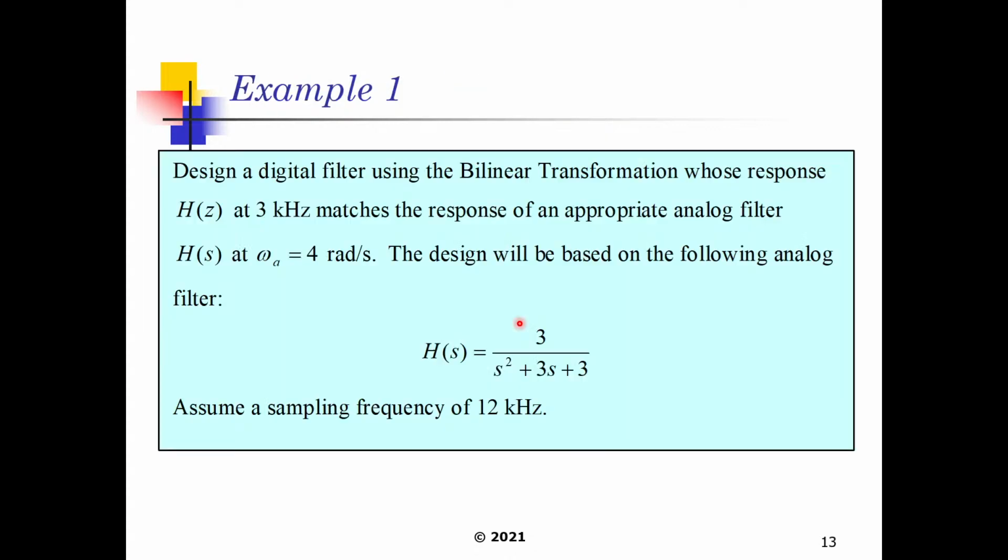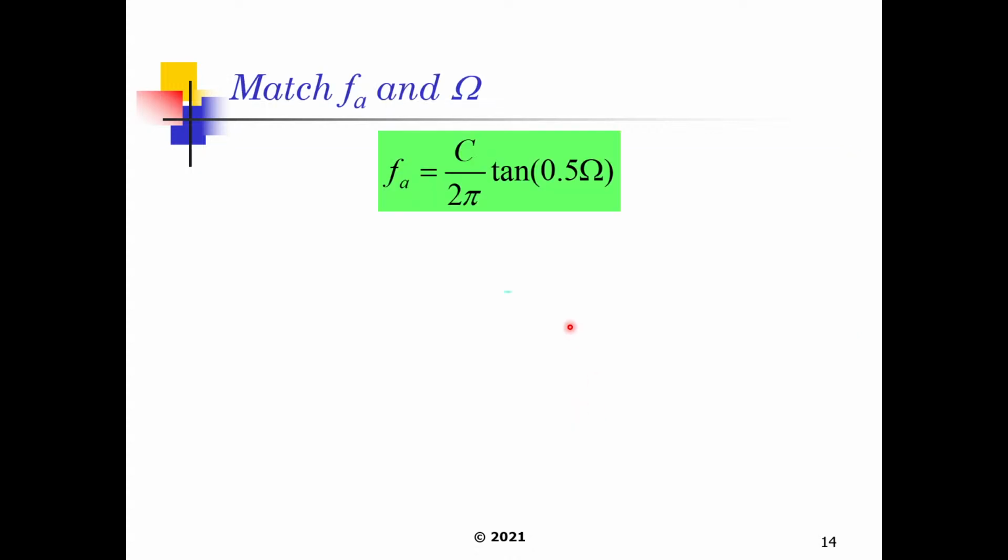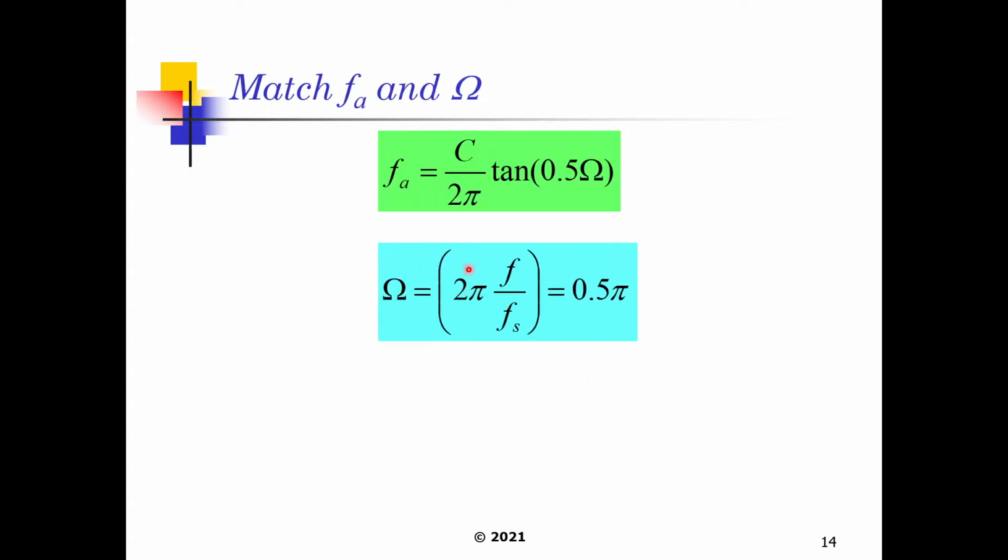Because, as from the question, our digital filter frequency cutoff is 3 kHz, and our sampling frequency is 12 kHz. So 3 divided by 12 will give us a quarter, and then we multiply that by 2, so we get half of pi. Now that we have capital omega, it's possible for us to solve for C.